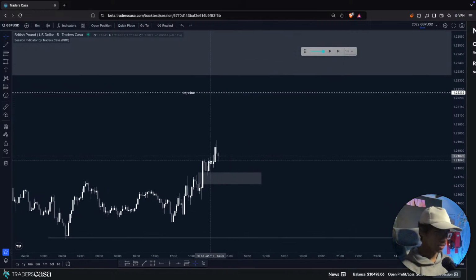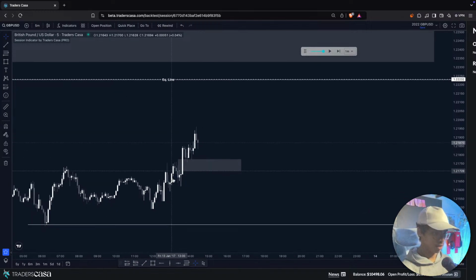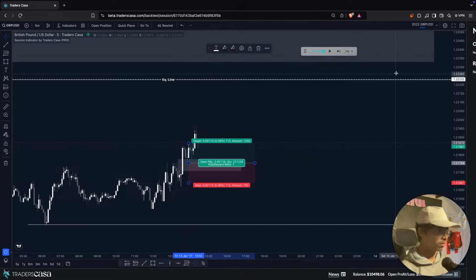Now let's see if this thing comes in or not. I'll just put a short position there itself. Before you do something, let's give it a save so that I don't have to draw everything again. Oh shit, it's not loading.